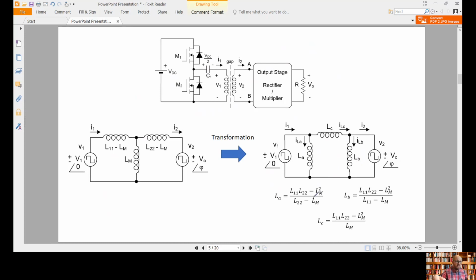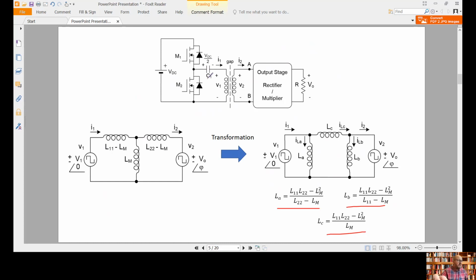We can do this using these equations here, in which we can obtain these 3 inductances as a function of the T-type parameters, L11, L22, and Lm, which is the mutual inductance that we have seen before. It's also called Lm or M.